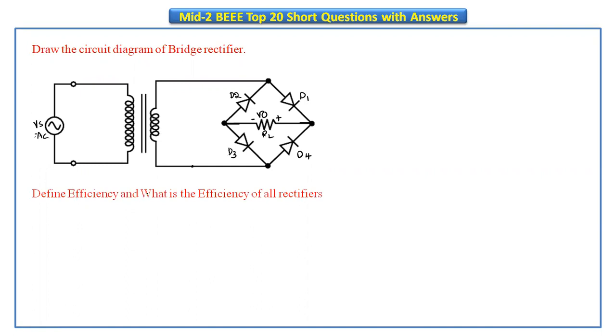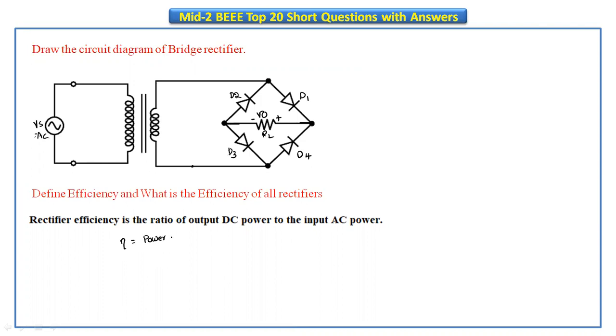Next, define efficiency and what is the efficiency of all the rectifiers. The rectifier efficiency is the ratio of the output power to the input power. Here, efficiency is denoted by eta, that is the power output divided by power input, power output divided by power input into 100.